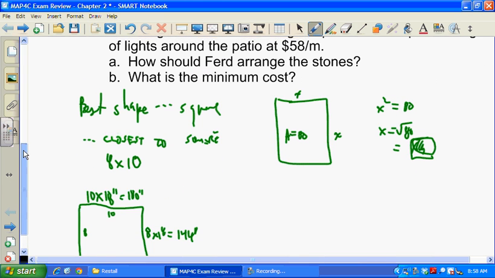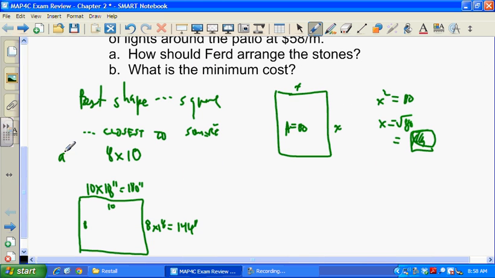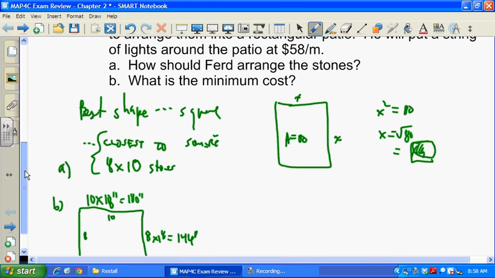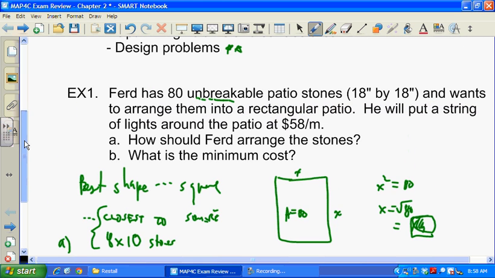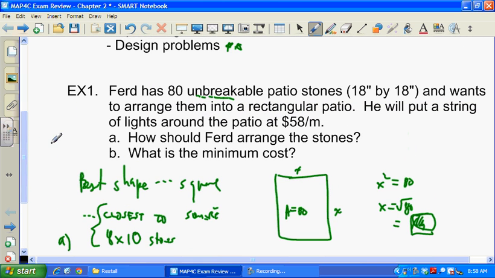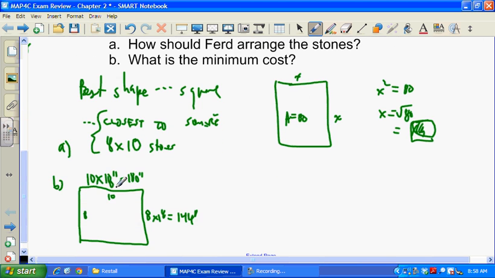So what was the first question we were solving? How should Ferd arrange the stones? Well, this is the stones, 8 by 10 stones. So this is the answer to A, and now I'm in B already, where we ask what's the minimum cost? He wants to put a string of lights around the patio at $58 a meter. So we want the minimum perimeter.